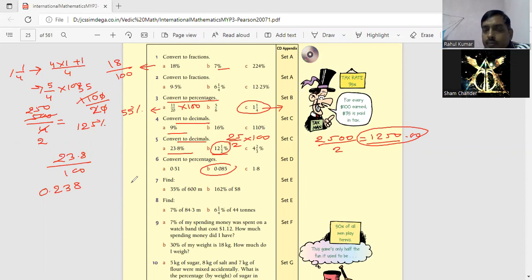So 0.085, sir. Since 100 has 2 zeros, it will be 8.5 percent, sir. So for this, what you need to do, first remove the decimal. After removing it, how much did you get? 8500. Multiplied by 100, one zero, we will have 10. So how much is it? 8.5 percent. 8.5%.